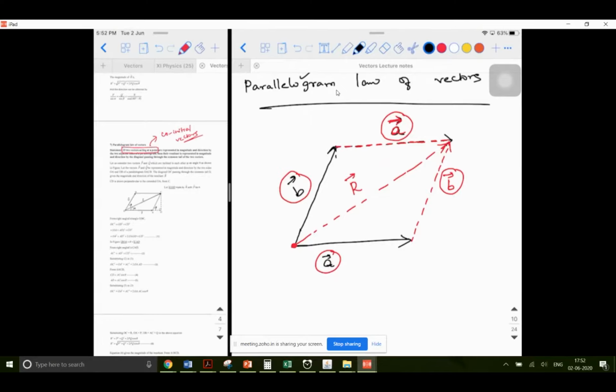See, now I'm calculating certain values. Concentrate. I'm taking the angle between the co-initial vectors to be theta. Now I'm going to find the length of the resultant in terms of the input vectors. What are the input vectors? A and B. I'll show you how I'm going to do it.